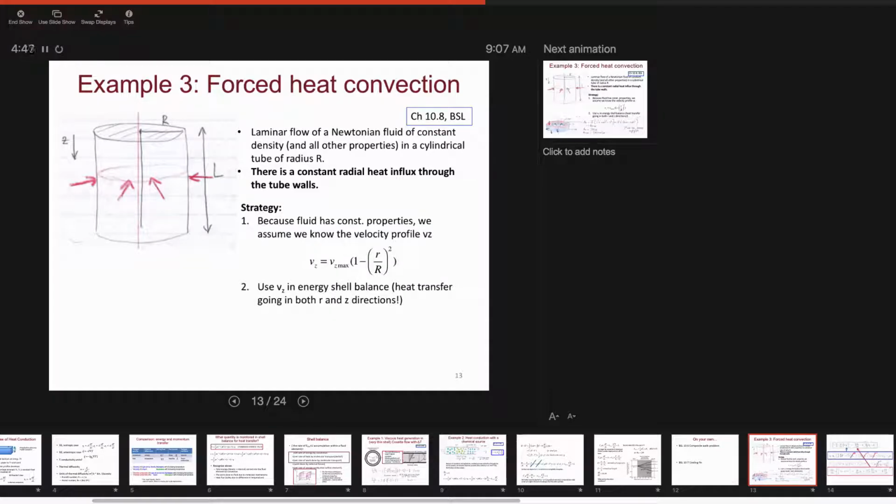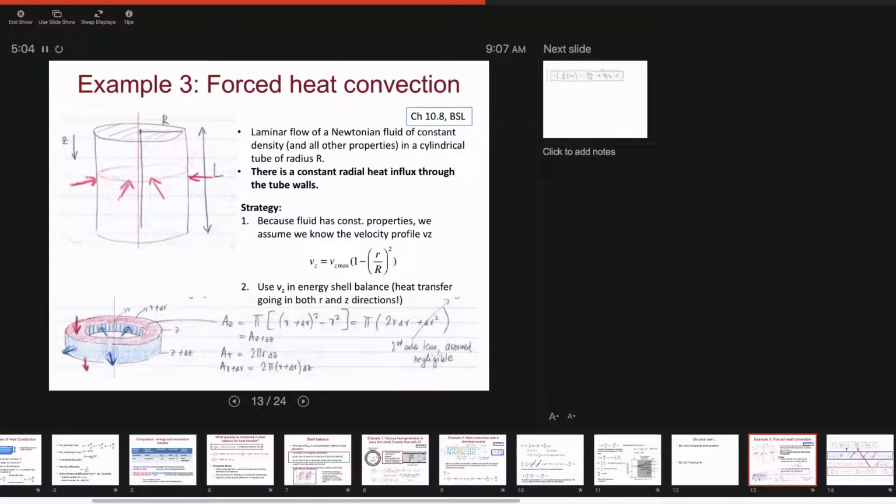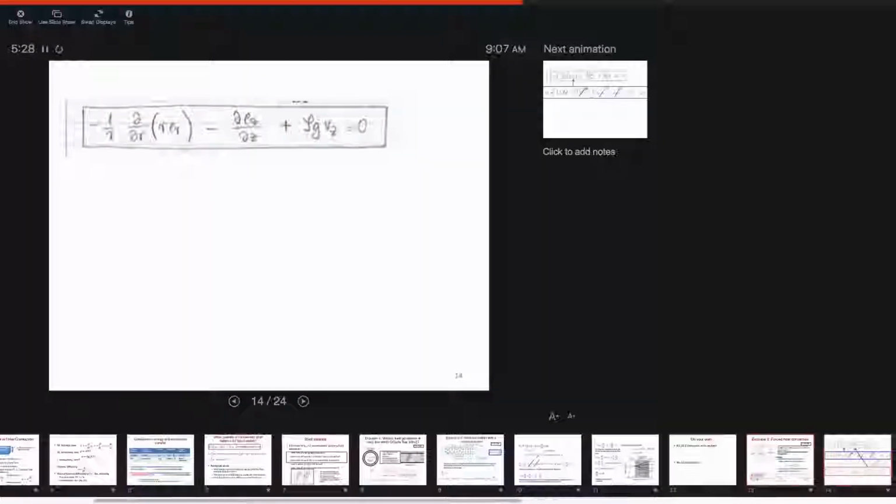So for turbulent cases, we're not going to go into it, but essentially you would have friction factor equivalents for heat flow as well. So the strategy is, again, assume a known velocity distribution and then use that distribution in the energy shell balance. And now we have both Z terms for our convection of fluid and R terms for the heat transport. So those two are basically orthogonal to each other. So we don't have the classical situation where we have flow only in one direction and dependence on the other direction. So it's a little more complex than that.